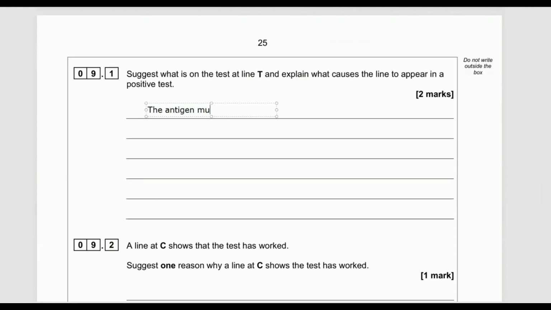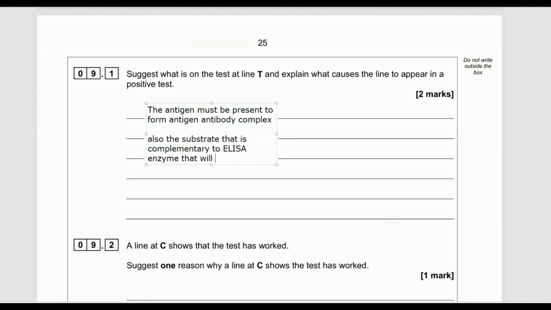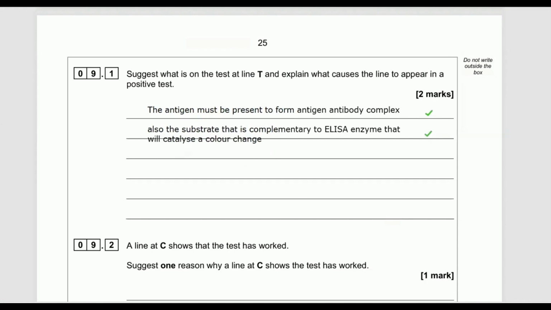The antigen must be present on line T to bind with the monoclonal antibody to form an antigen-antibody complex, but also we must have a substrate present on line T, because it's the substrate that will lock into the active site of the ELISA enzyme and create the color change that allows us to know we have a positive result by lighting up line T, purple, pink, blue, whatever the color change is.